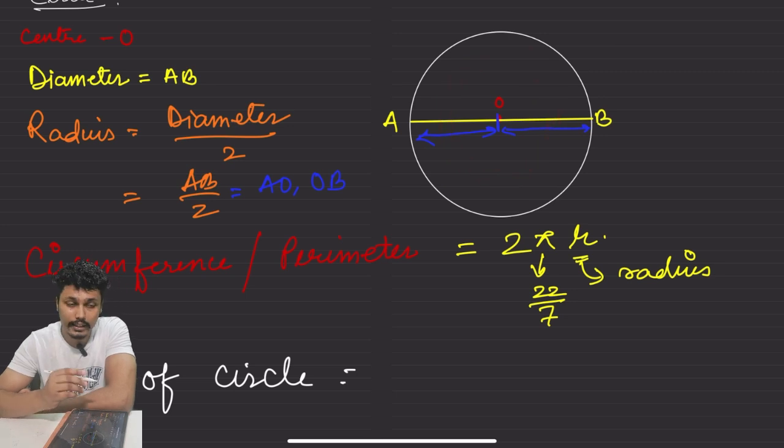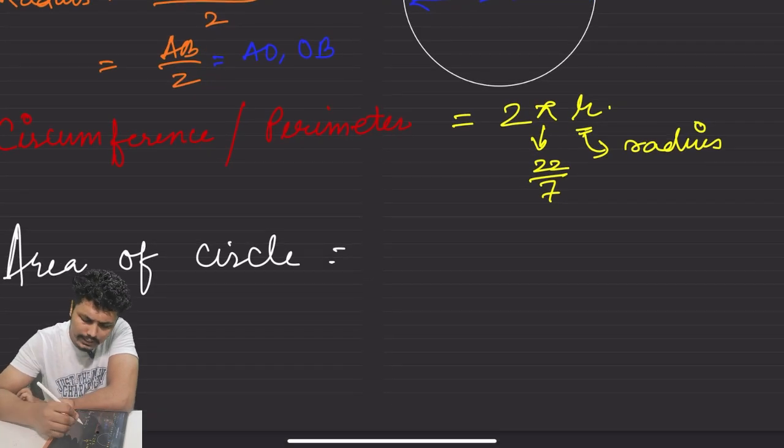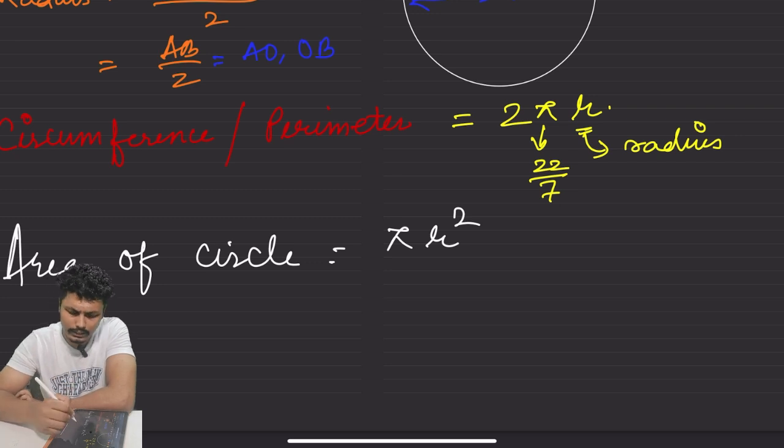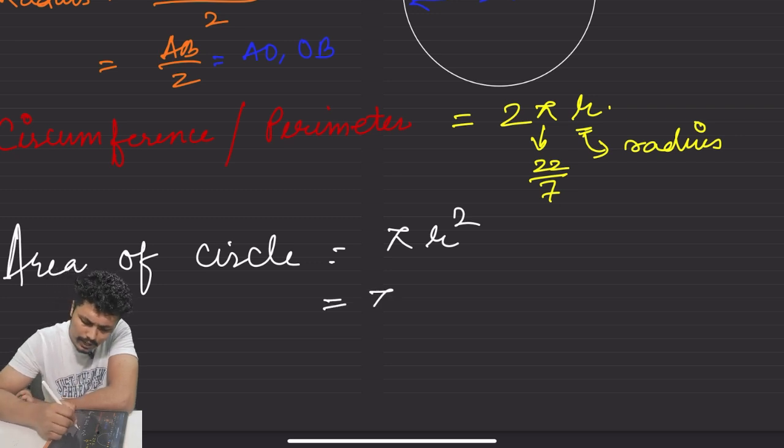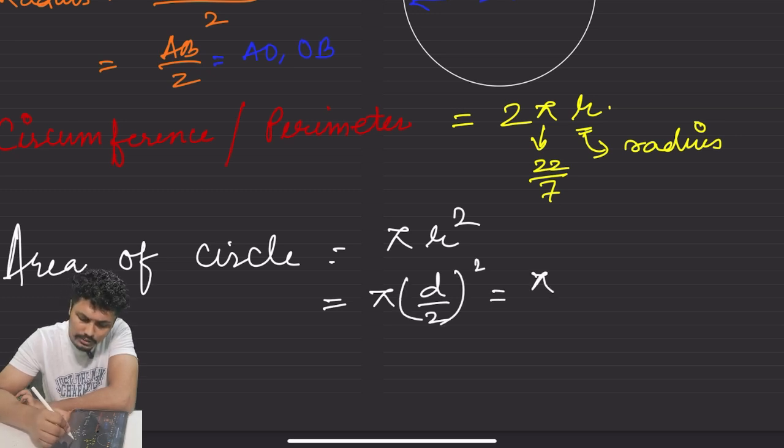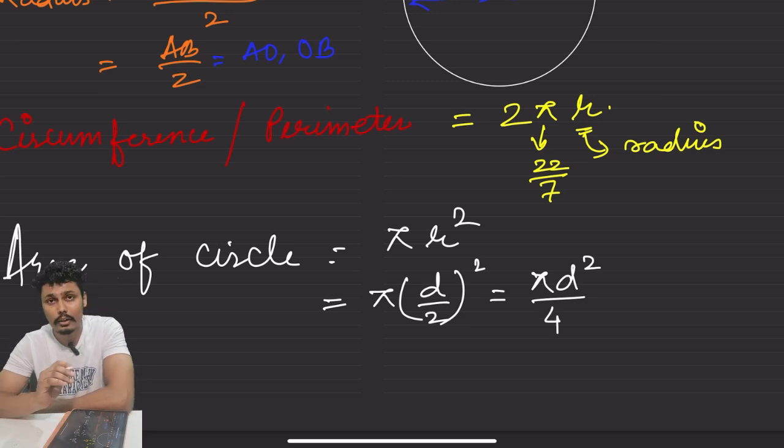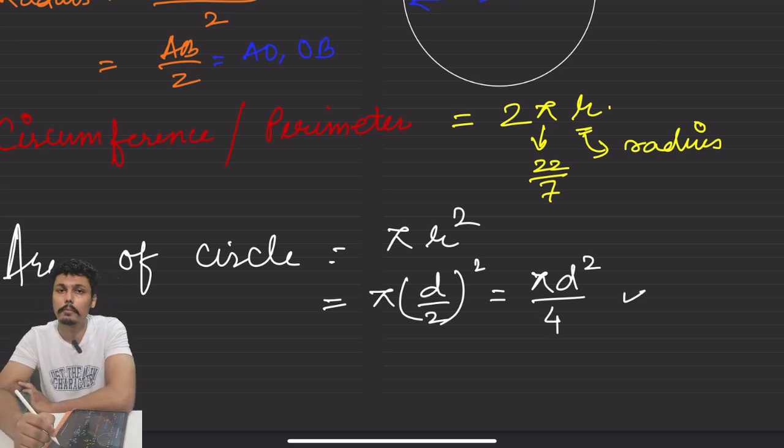This is called area, and the formula for area is pi r square. Or instead of pi r square, I can write it another way. R is how much? R is half of the diameter, right? So squared, I can write this as pi d square. 2 square will be 4, so pi d square by 4. This is my other formula.